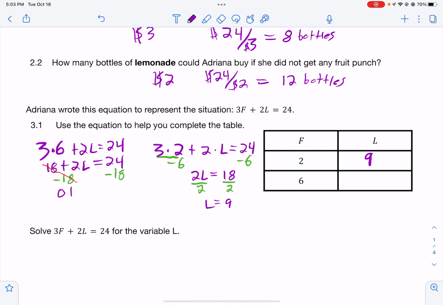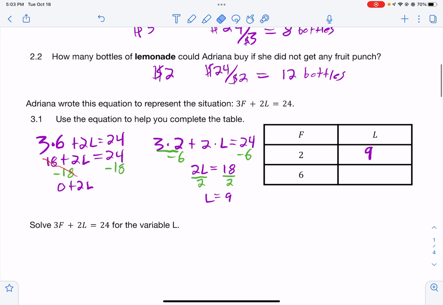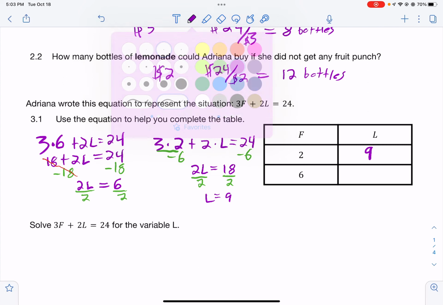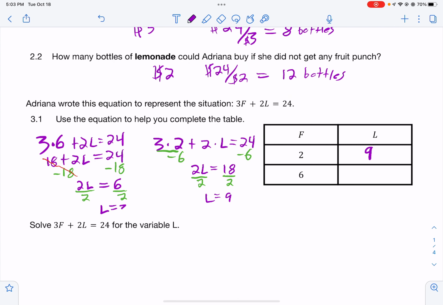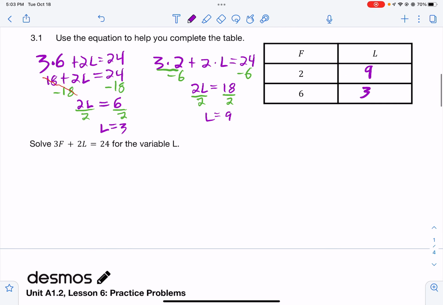And I'm going to show this step this time. Remember, because that leaves us with 0. We could always write this 0, but usually we don't because it's kind of a waste of time. Now we're left with 6. Final step is divided by 2. We get L equals 3. So 3 bottles of lemonade if we get 6 bottles of fruit punch.